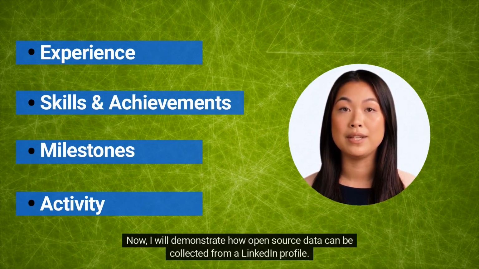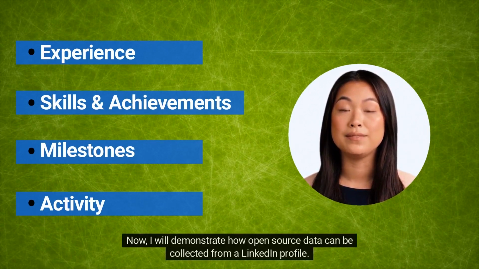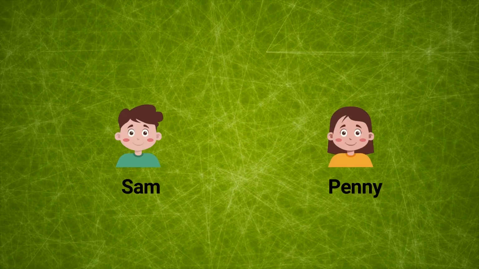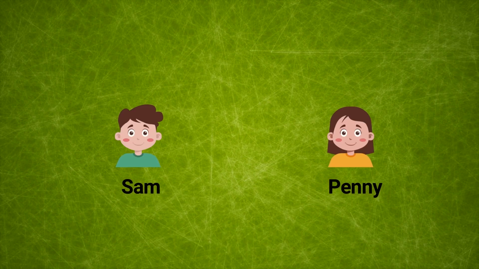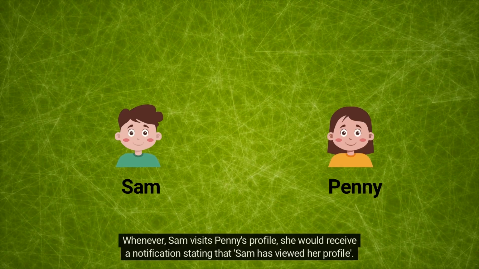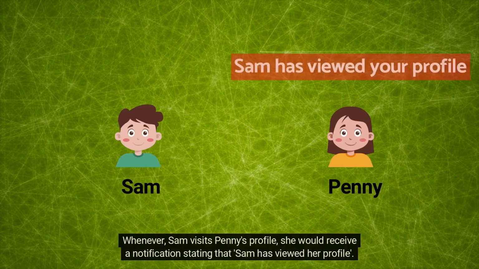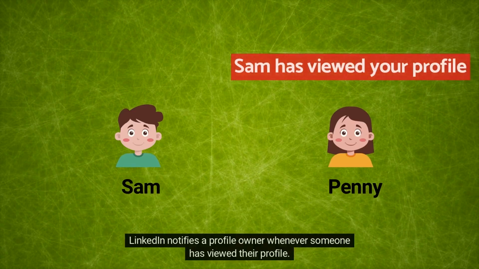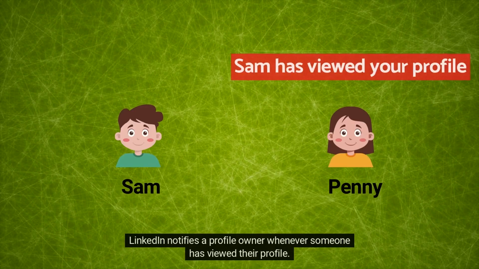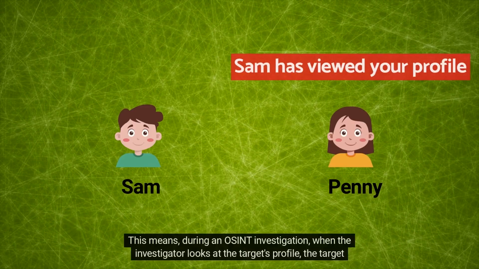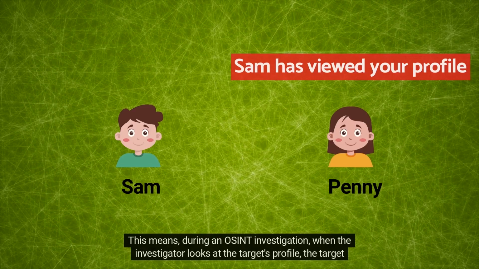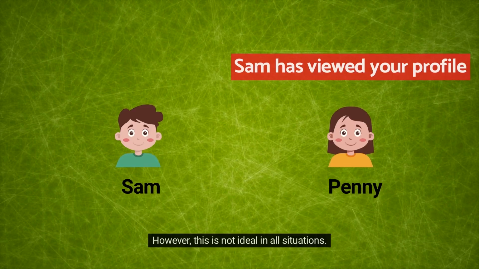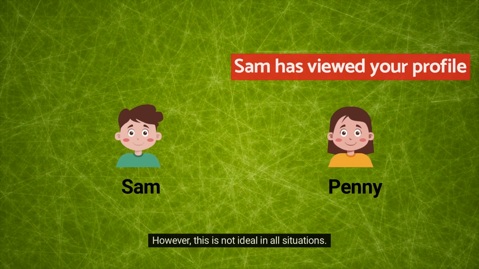Now, I will demonstrate how open source data can be collected from a LinkedIn profile. Meet Sam and Penny. They both have profiles on LinkedIn. Whenever Sam visits Penny's profile, she would receive a notification stating that Sam has viewed her profile. LinkedIn notifies a profile owner whenever someone has viewed their profile. This means, during an OSINT investigation, when the investigator looks at the target's profile, the target is notified about it. However, this is not ideal in all situations.